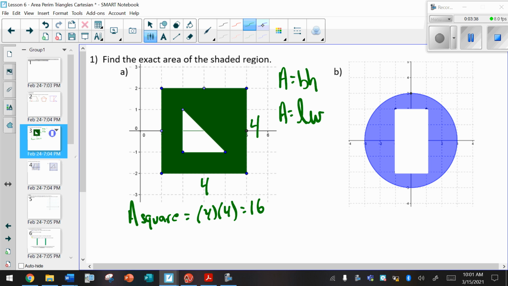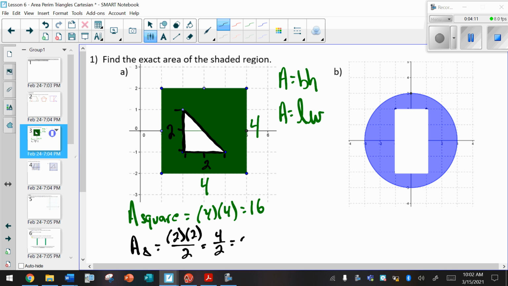Now what we have to do on the inside here is take out the area of the triangle-shaped hole. So I need the area of that triangle. And I know we did 1/2 ab sine C in the last unit, but that's when we have angle measures. We don't have angle measures here, so we're just going to count. 1, 2 for the base, 1, 2 for the height. So area is base times height divided by 2, which would be 4 divided by 2, which is 2.